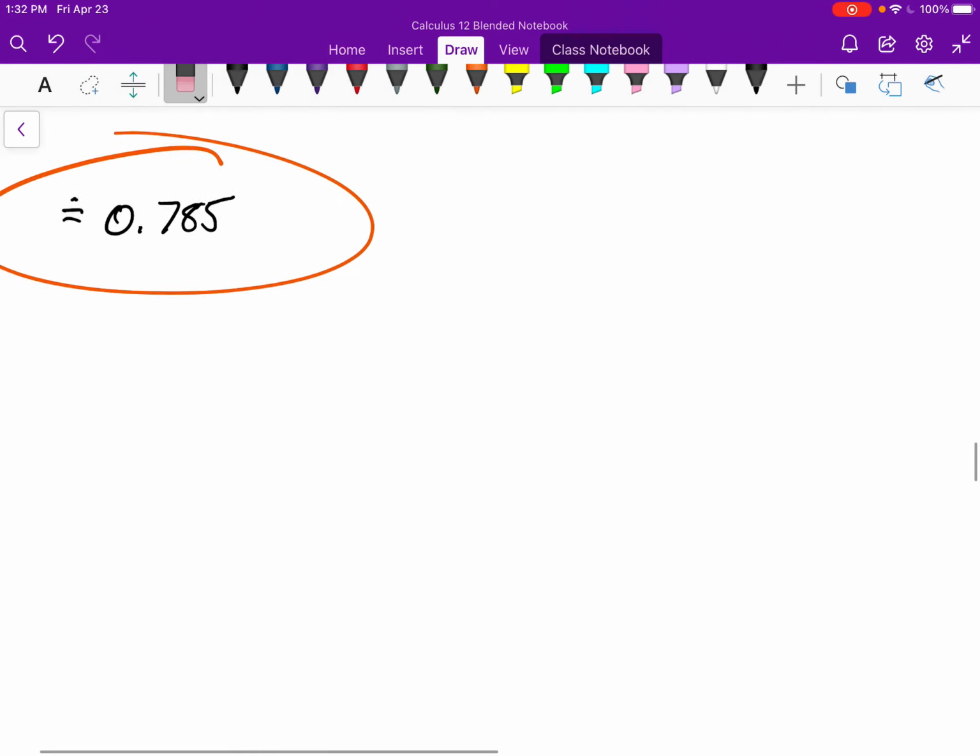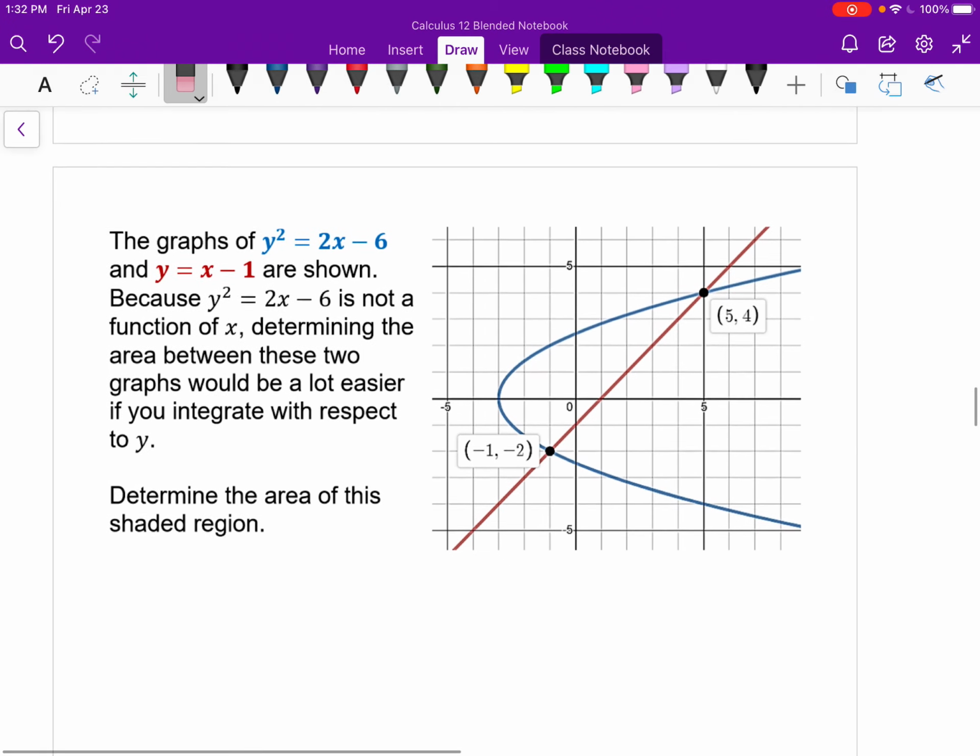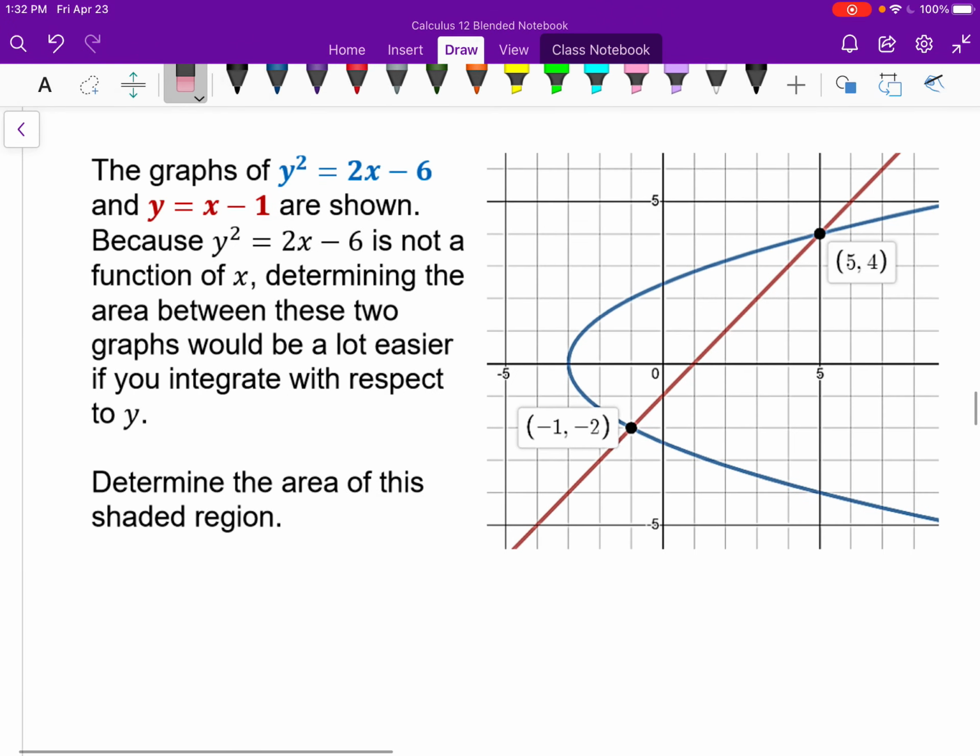All right, so the last example is right here. And again, I have a couple graphs. The graph in blue is not a function, y squared equals 2x minus 6. And the graph in red is a linear function, y equals x minus 1. And I want to find the area between these two regions, this area here.